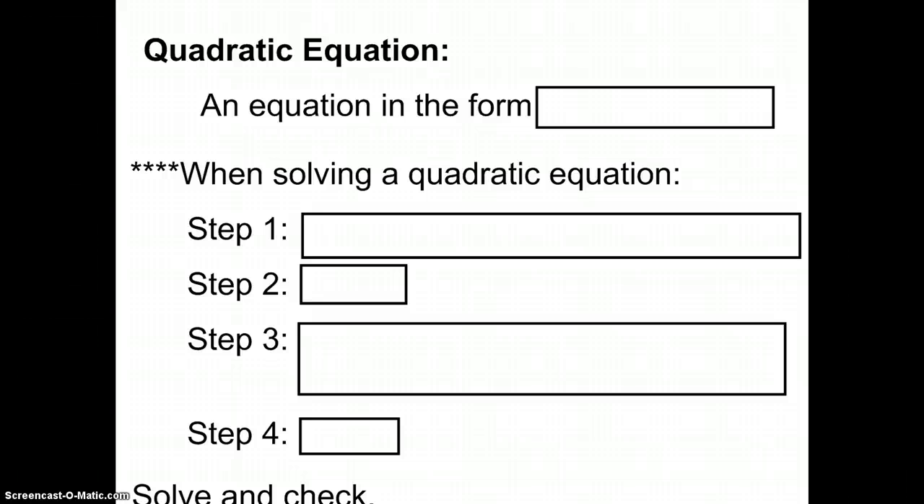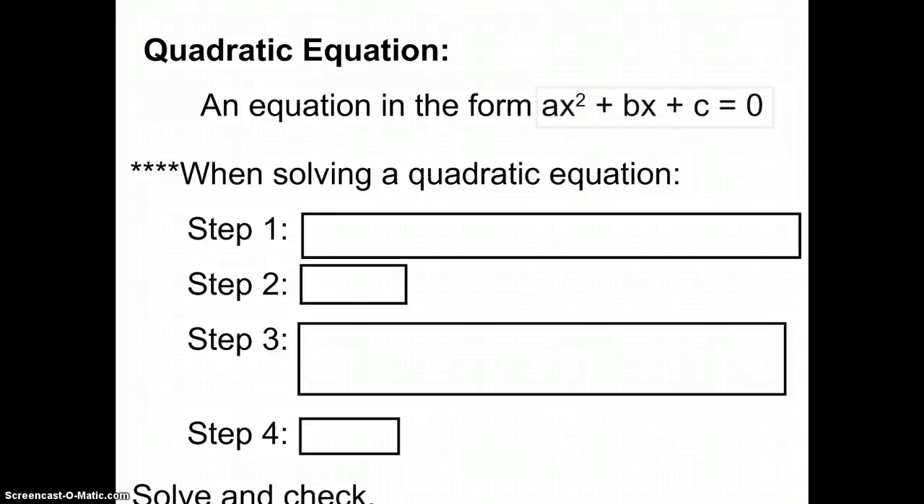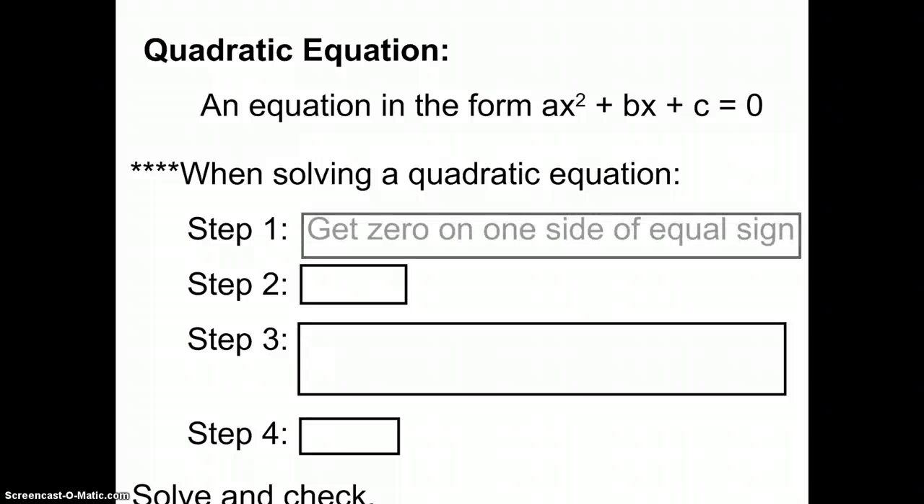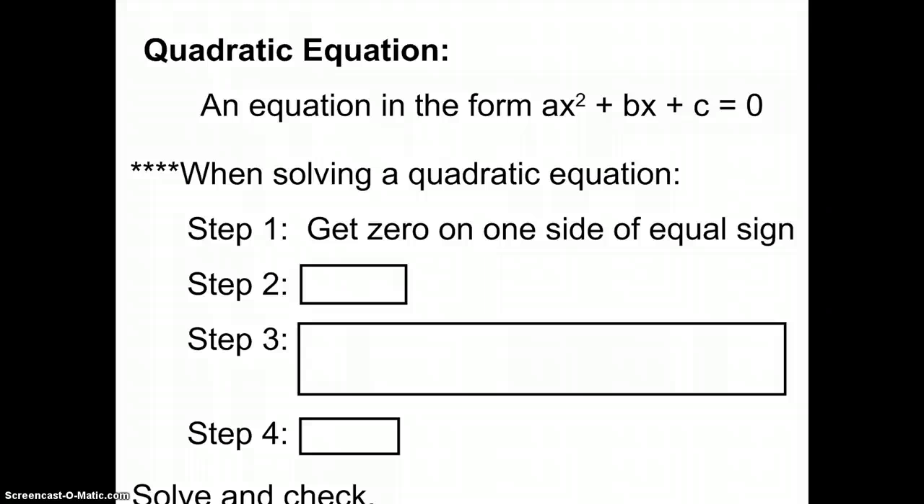So now we are going to talk about solving quadratic equations. It's an equation in the form ax squared plus bx plus c is equal to 0. When solving these equations, there's a couple steps you have to follow. The first is getting 0 on one side of the equal sign and everything else on the other.